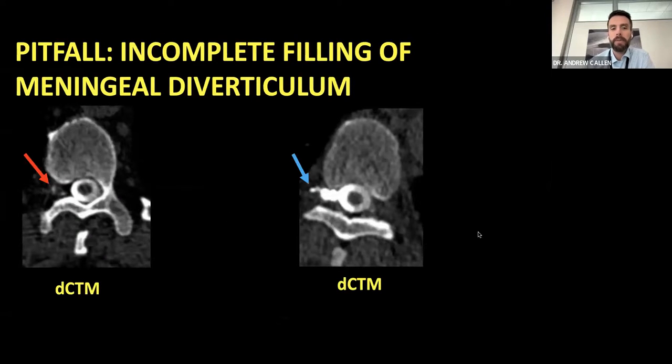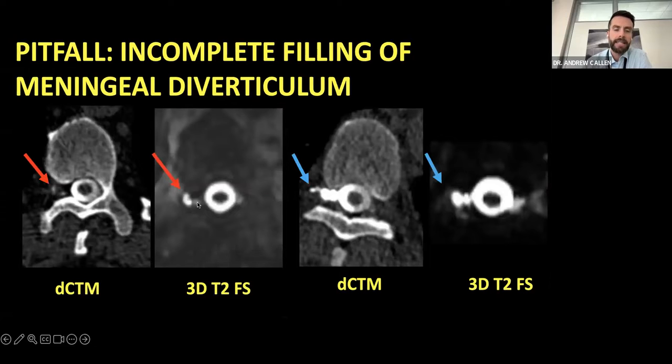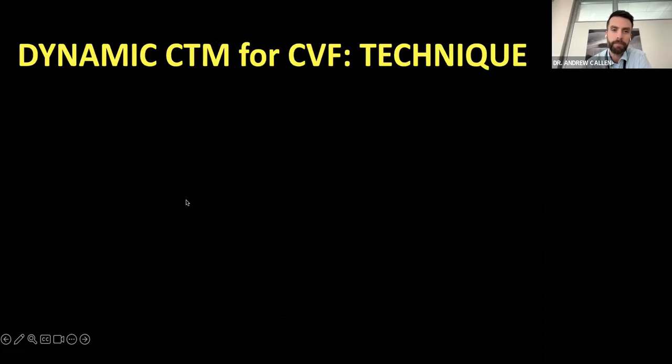It's important to remember that incomplete filling of these meningeal diverticula can often be mistaken for a fistula. Here's this linear density in the foramen. It's nice to compare this to your 3D T2 fat saturated image. We can see this boot-shaped meningeal diverticulum with contrast layering within this portion, whereas this patient with a bilobed meningeal diverticulum has this linear density here, which does not correspond to anything on our 3D T2 fat saturated image. And this is indeed a fistula, where the other is just a diverticulum.